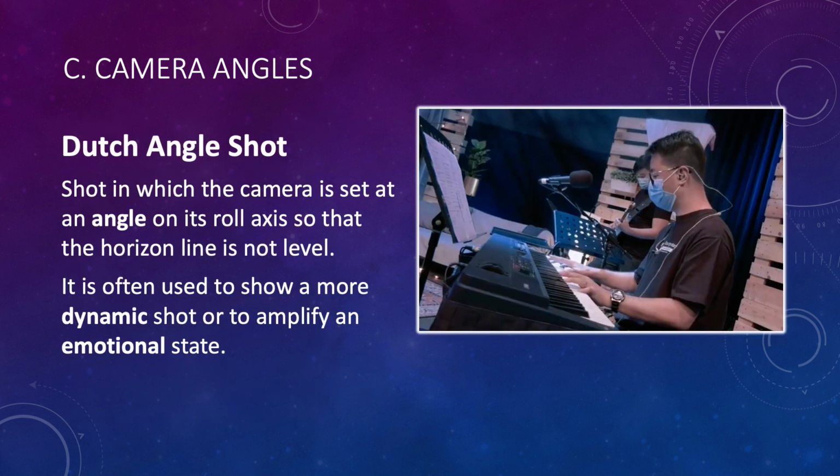And the Dutch angle shot. A Dutch angle shot is actually a rolled shot. The angle of the camera is rolled on its axis so that the horizon line is not level. It's purposely created to be more dynamic and to amplify an emotional state.